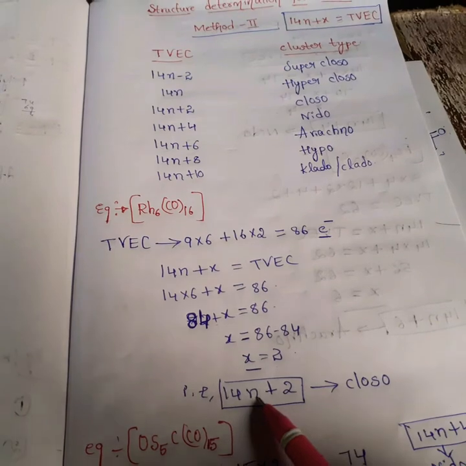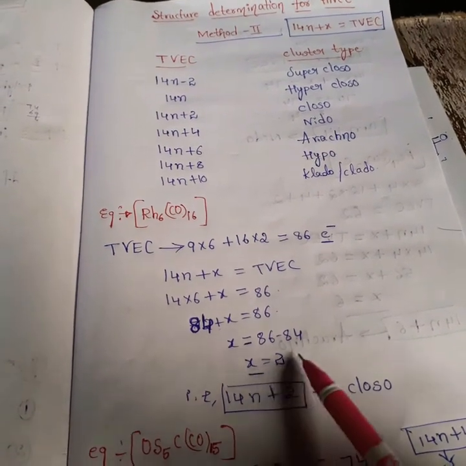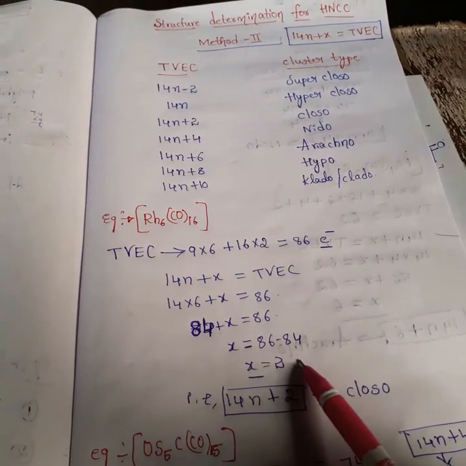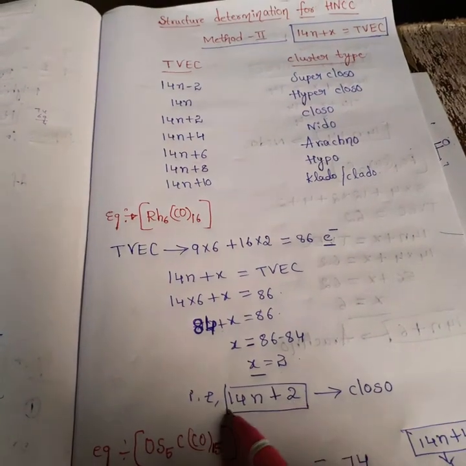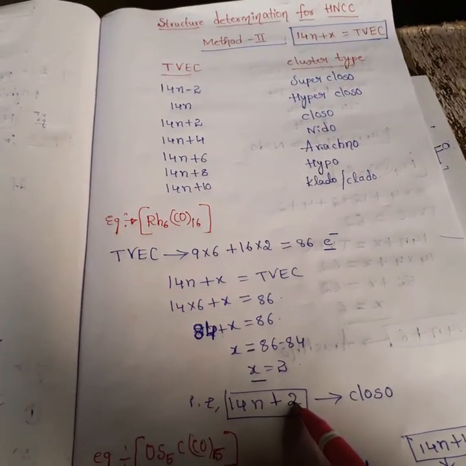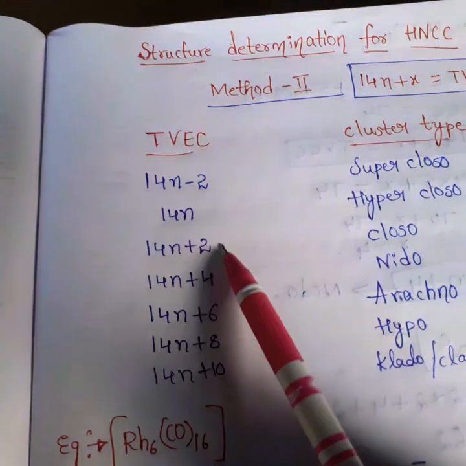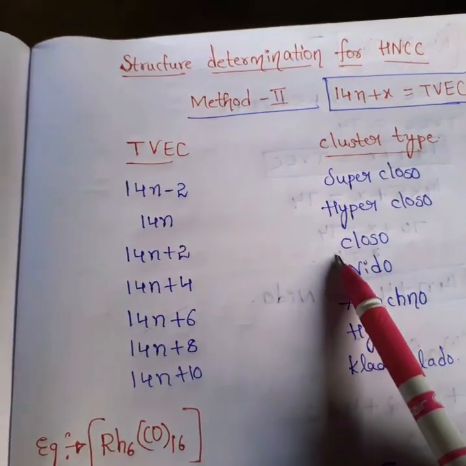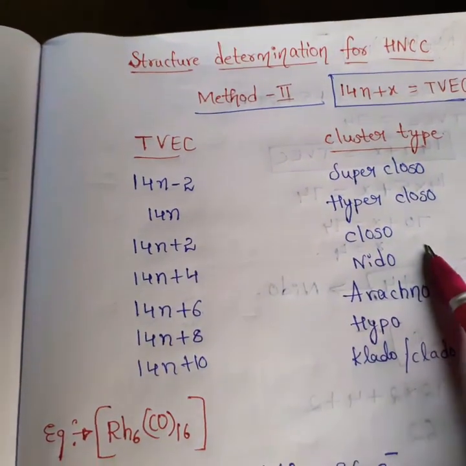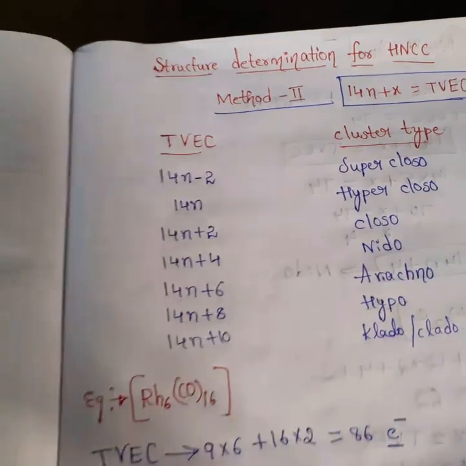So 14N plus 2, in place of X we keep 2. Now we have to look at the chart. 14N plus 2 means this cluster is of closo type. I hope you understood. Let me take one more example.